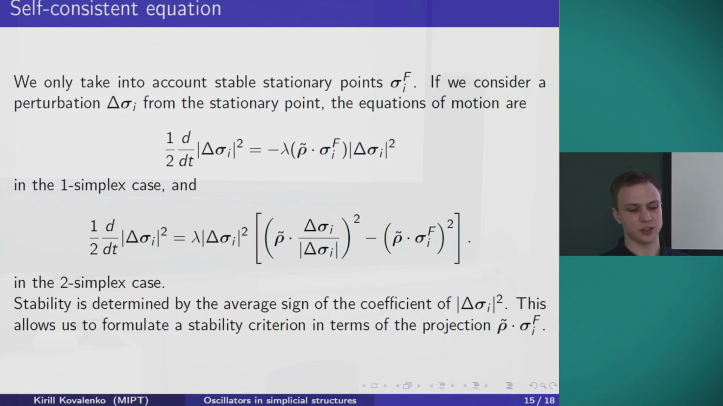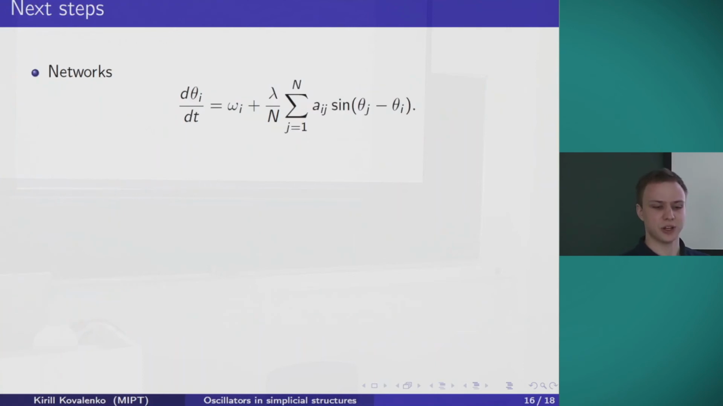And the tricky part: in case of one simplex, it's easy to say how it depends on the stationary point, it's just one value. But in case of two simplexes, we need to take an average of this value, and this is the tricky part, which has lots of technical details I will omit. And of course, this is only one result, and we can discuss the next steps which we can take in order to continue research in this area.